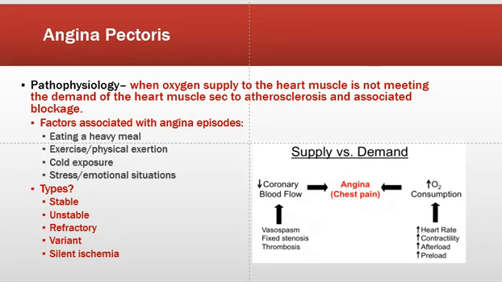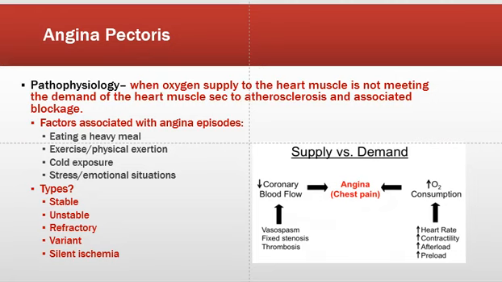probably where you're headed. Variant, which they also call Prinzmetal's angina, which is pain at rest with reversible ST elevation, that's in the EKG, and we'll look at that in a little bit. And it's thought to be caused by coronary artery spasm. A patient doesn't have to have coronary artery disease to have this. They can just have a tendency towards spasm.